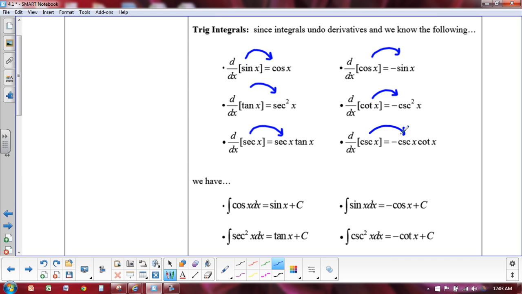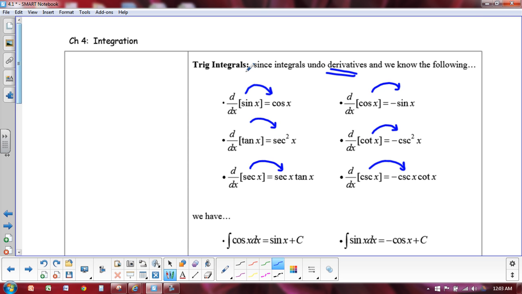Integrals are just going to backtrack. So in our little layout, derivatives are going this way, then integrals, since they're backtracking, are going to go this way. So the integral of cosine is sine. The integral of secant squared is tangent. The integral of secant tangent is secant. The integral of negative sine would be cosine. Negative cosecant squared would be cotangent. Negative cosecant cotangent would be cosecant.